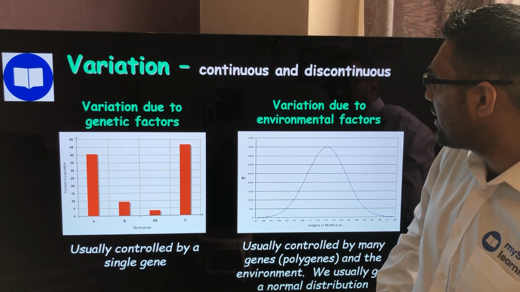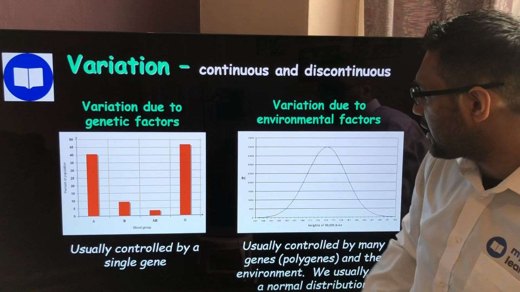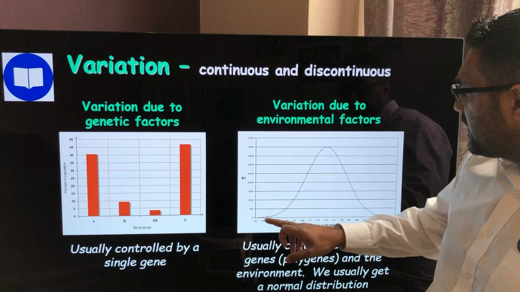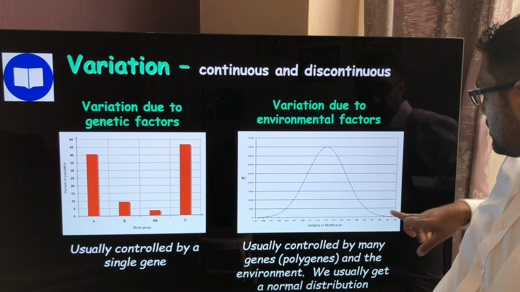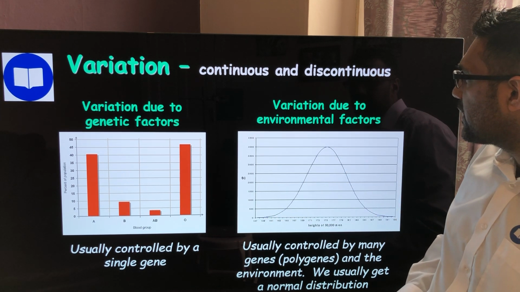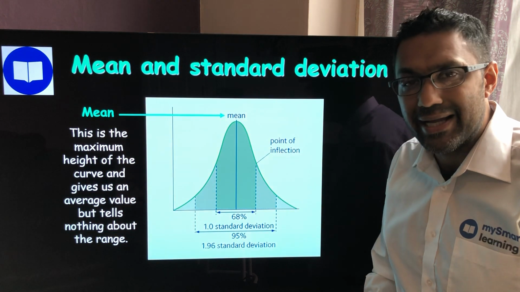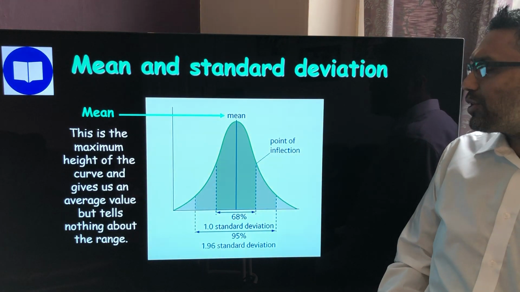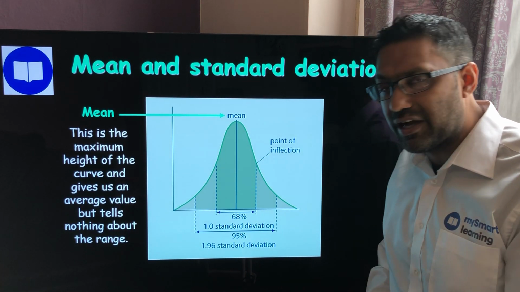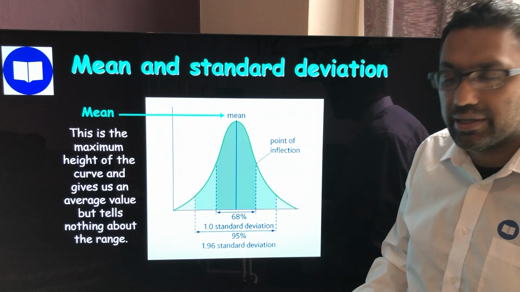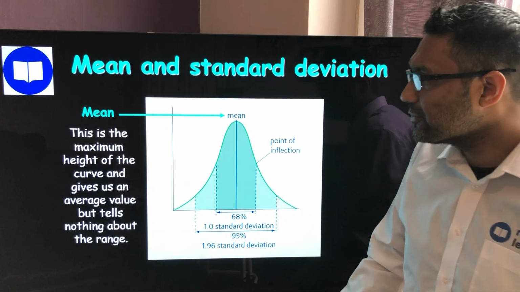Now, we come back to our blood group. Our blood group would have been like a bar chart, but our heights, remember our polygenes, would have been a normal distribution like so. Now, what do I mean by standard deviation? Well, we know what the mean is. You add them all up and you divide it by the total numbers that you've got, and that gives you an average, or a mean average.